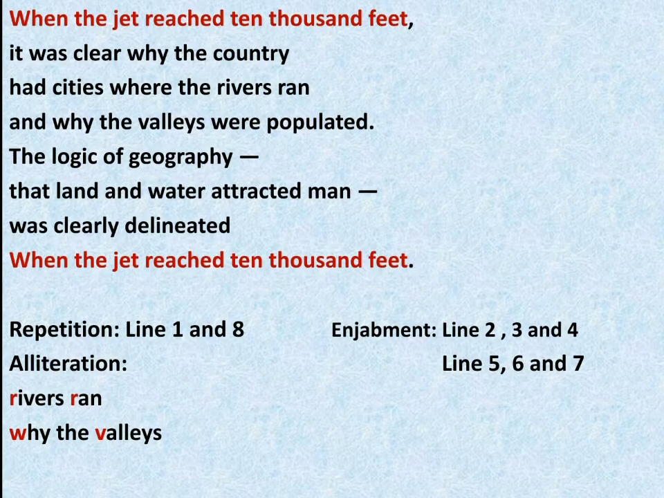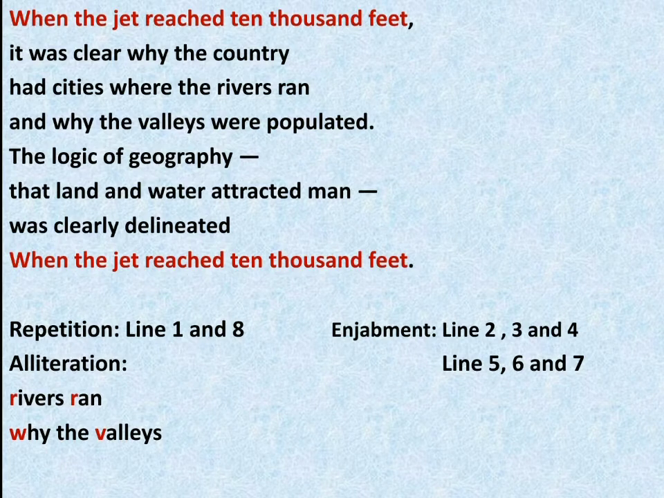So where is the alliteration? Where are the words? Here you can see the third line. "Rivers ran." R sound. Now see the next, fourth line, children. "Why the valleys were populated." Even though the first alphabet of "why" is W, and of "valley" is V, both have the same sound, V sound. So it is an alliteration, right? Both go with the same sound. So there we will not see the alphabet, we'll see the sound of it. We have to see the sound in this.